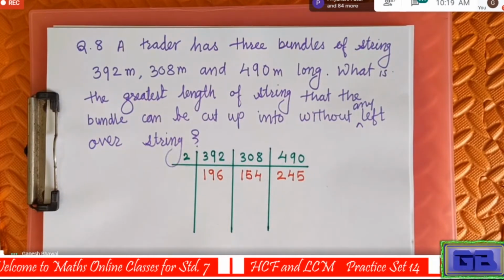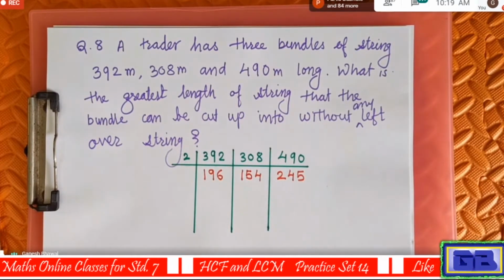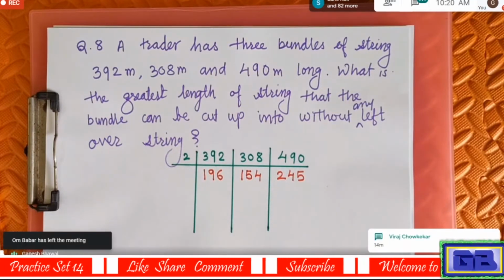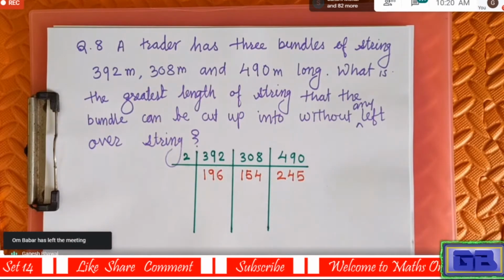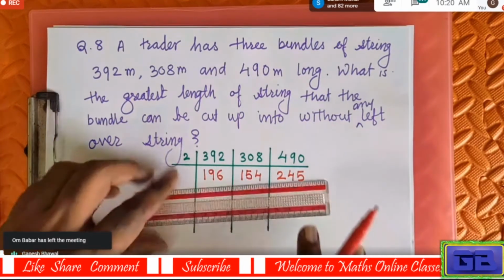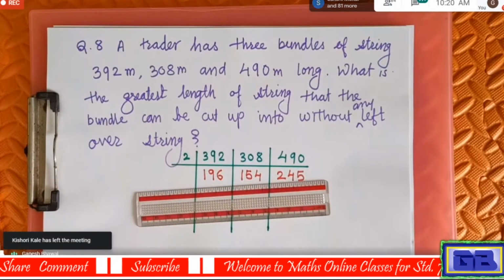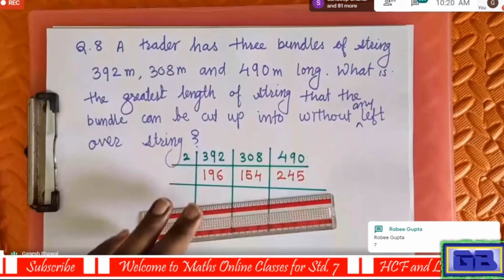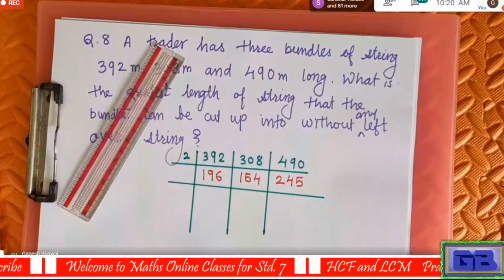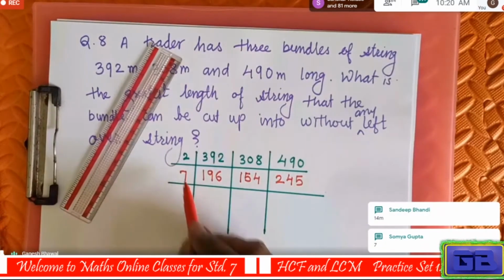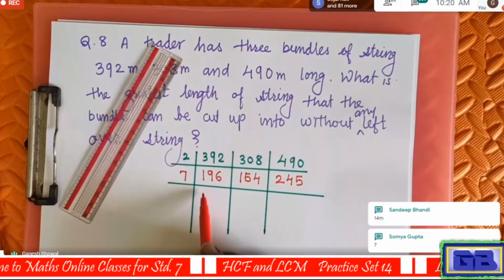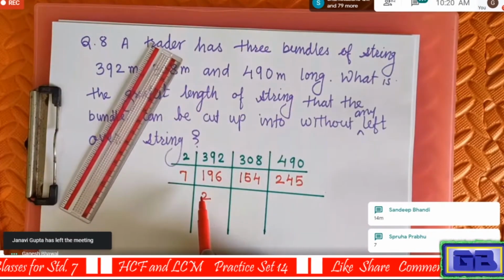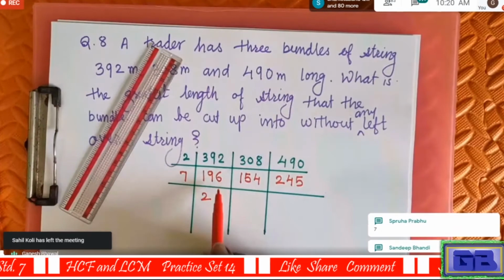Now we have to see these 3 numbers are divisible by which number? 7. Correct. These 3 numbers are divisible by 7 and not by 3. Now divide these numbers by 7. 7 twos are 14, 19 minus 14, answer is 5. And take this 6 down.